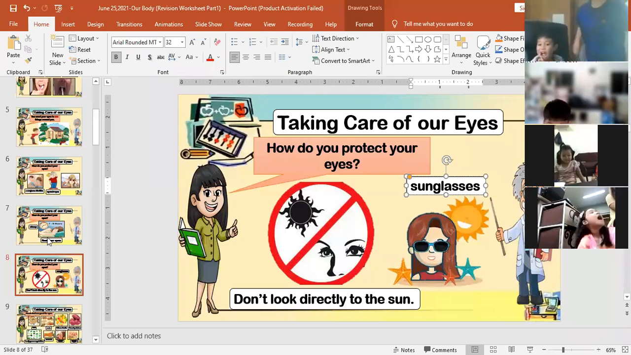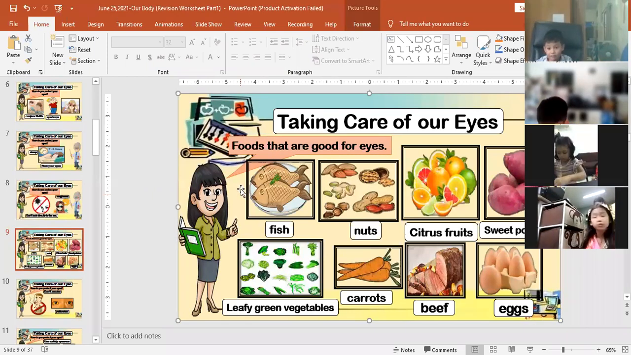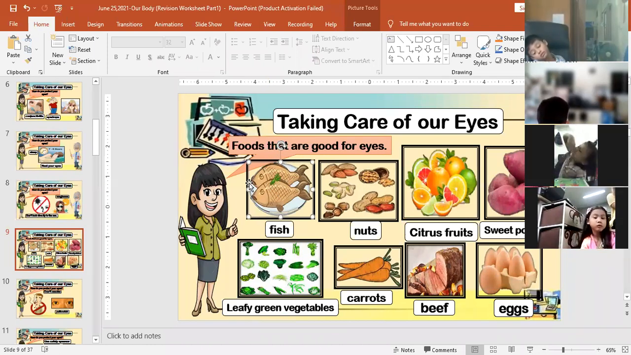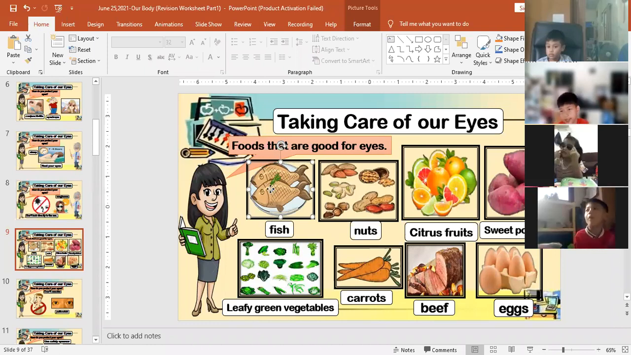And these are examples of food you need to eat so that you will have a good eyesight. First food. Do you still remember this food? Oh, what can you see here? Where is Kale? Oh, what food is this? This is? Okay, fish. Do you also eat fish, Kale? Yes. Okay, so you eat fish so that you will have good eyesight or foods that are good for your eyes.